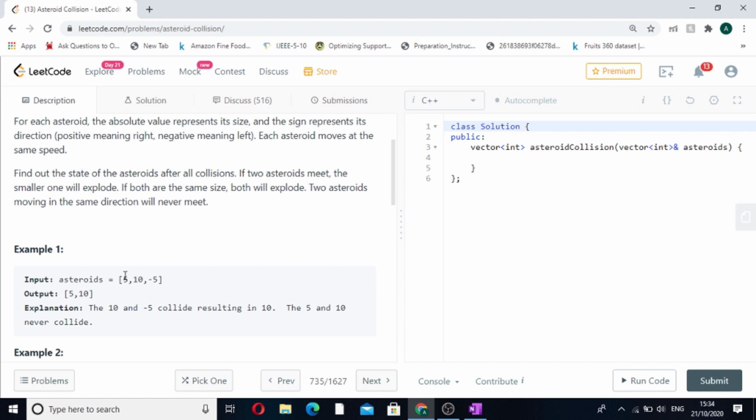It means that we are given an array of asteroids. Here the number, that is the absolute value, represents the size and the sign represents the direction in which they are moving. It means that if the number is positive, it is moving in the right side direction. If the number is negative, it means that it is moving in the left side direction.